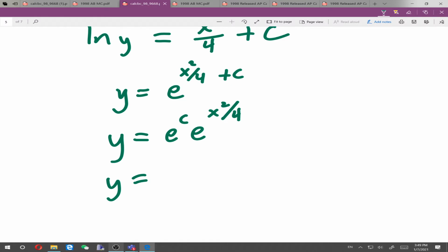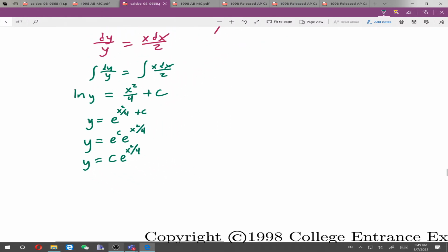It's not 0, but this is e raised to some constant, and that's still going to be some constant we don't know. So I can just rewrite that whole term as c times e to the x squared over 4. Okay, so now I've got a general solution that we can use.